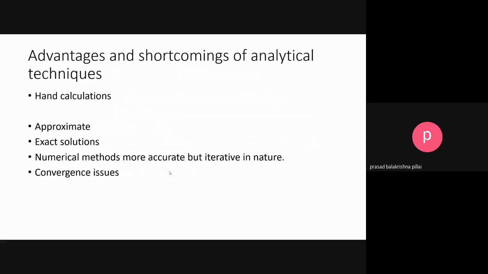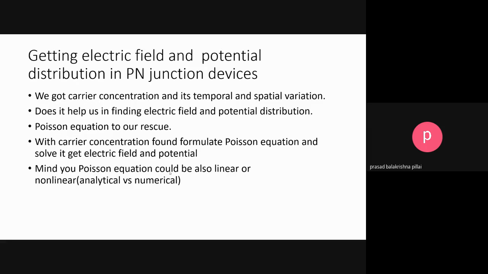Now, here, the first thing is to find out the carrier concentration and its spatial variation. That is the first step. The second thing is we want to know the electric field or the potential distribution in a PN junction device. I can get the carrier concentration and its temporal variation, temporal meaning the transient variation with time, and the spatial variation. I can formulate something and get it. Now the question is, can I find out the electric field and potential distribution using that? That is the next question.